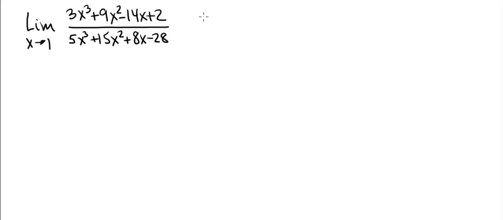First, we plug in 1 for x in both numerator and denominator. Remember, this is a rational function. That's just a polynomial divided by another polynomial. In the numerator, we get 3 plus 9 minus 14 plus 2. That's 0. In the denominator, we get 5 plus 15 plus 8 minus 28. That also is 0. So this is an indeterminate form, 0 over 0.